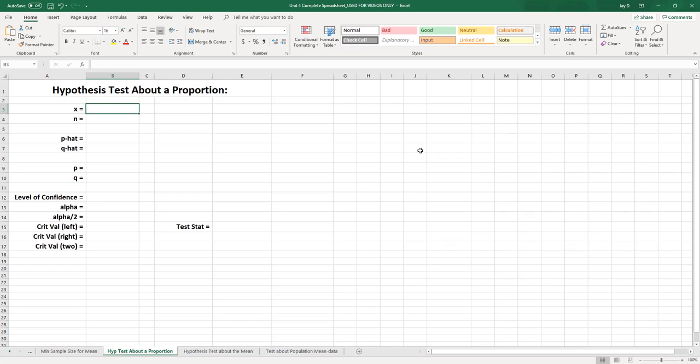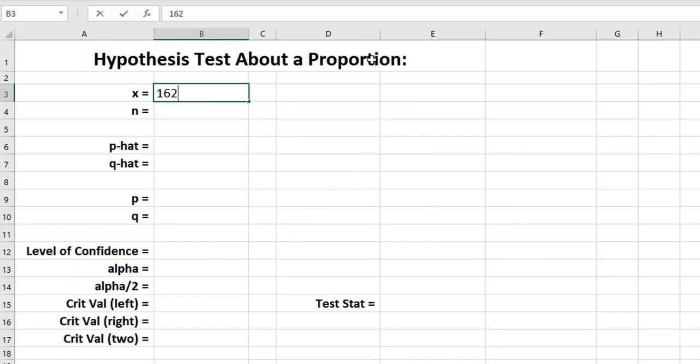Here we are in spreadsheet mode. And let's type in the numbers from the problem. X is 162, N is 259. Now remember, to get P hat, we simply divide X by N: equals, click on the X, divided by N, and that gives me P hat. For Q hat, we would type in equals 1 minus whatever we got for P hat.